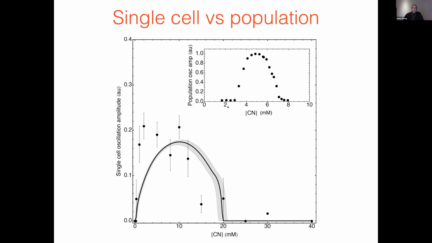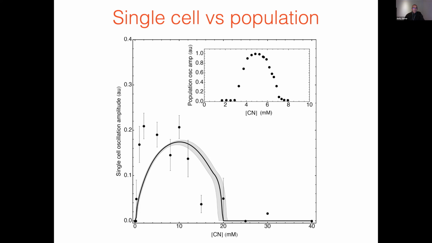So there's two Hopf bifurcations, and here now are the experiments for the single cells and the model simulation. We took the same model that we used for the cell extract and that I talked about before, and it could simulate these experiments, not perfectly, but fairly close. And here we see that there are also two Hopf bifurcations with cyanide, but at a different range, right?